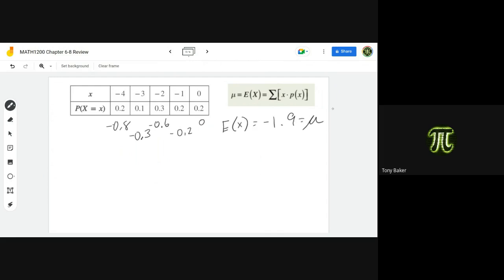That is also known as your mean. That is also your mean, yes. So the mean is negative 1.9. Yes, so your expected value and your mean are the same thing.